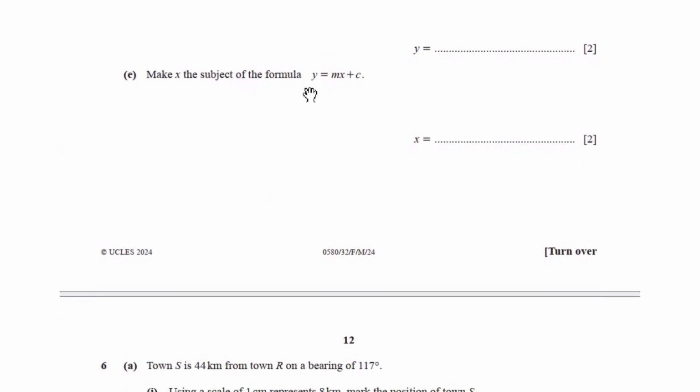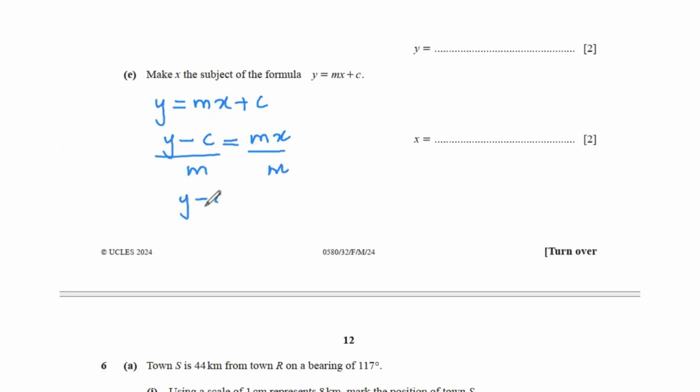Then it says make x the subject of the formula y equals to mx plus c. So y equals to mx plus c. First, we will move c to the other side. So we have y minus c equals to mx. Now they want x to be the subject, not mx to be the subject, which means we need to get rid of the m with x as well. So to get rid of the m, we're going to divide both sides by m. And that leaves us with y minus c over m equals to x. That is your equation.